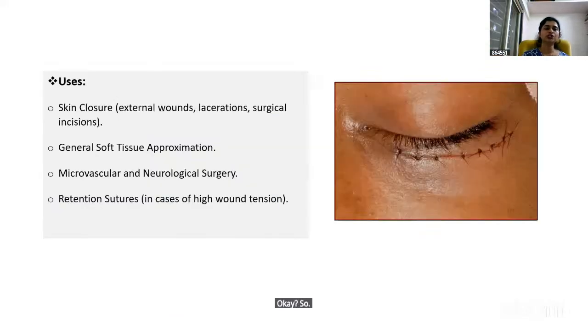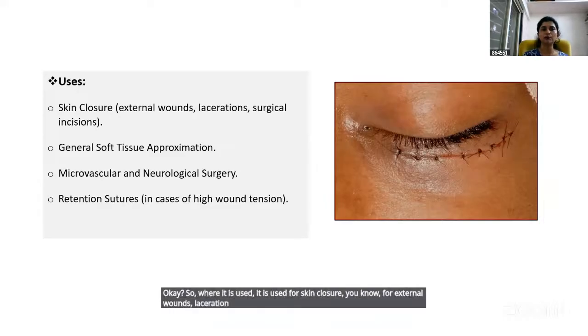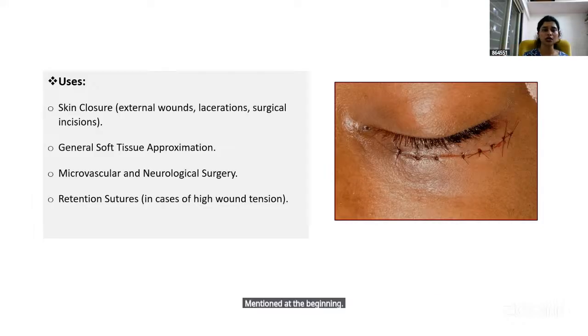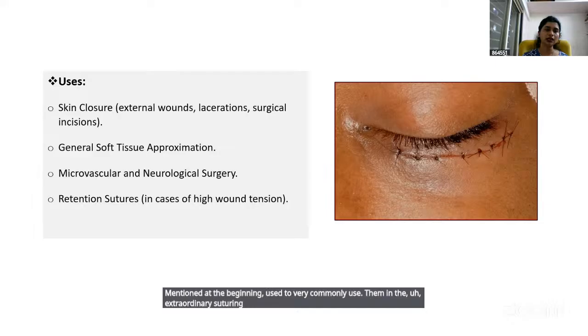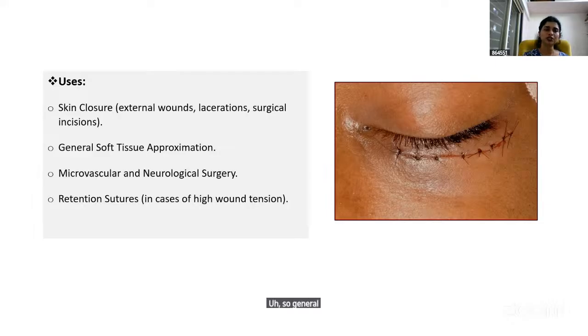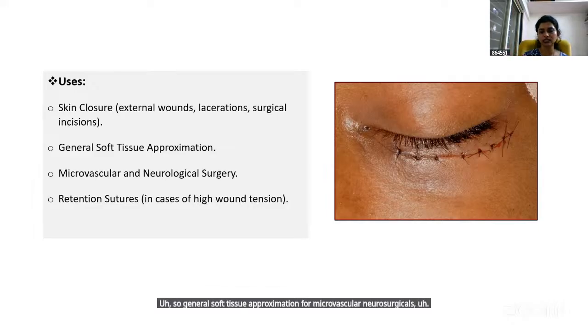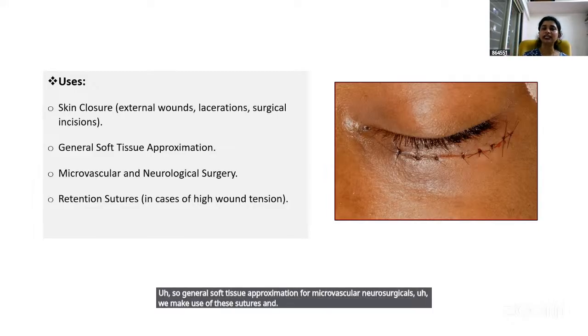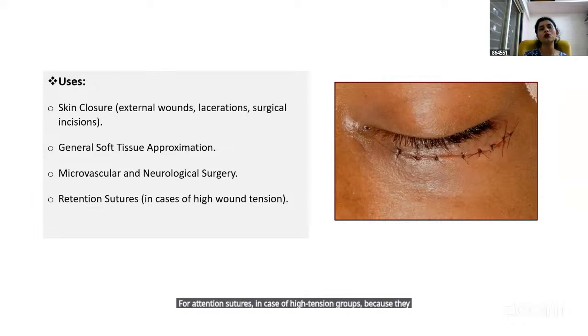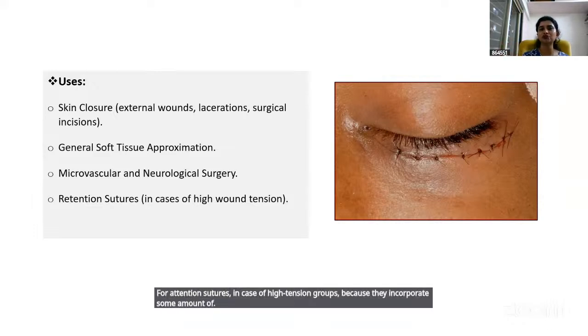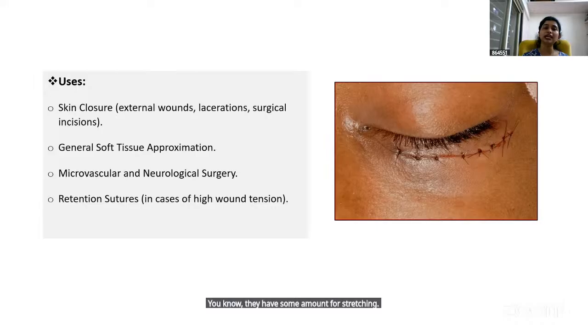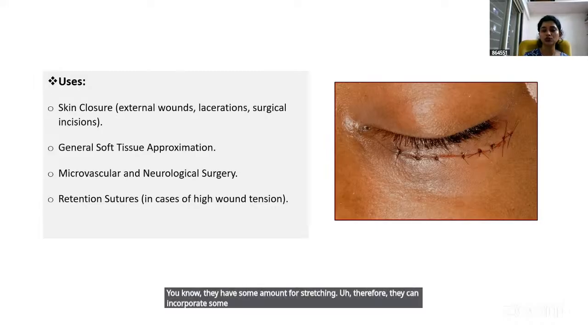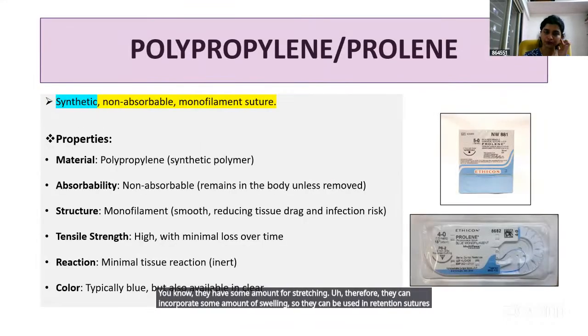It is used for skin closure, for external wounds, laceration cases. As I mentioned in the beginning, we very commonly used them for extraoral suturing in our casualties, right? For general soft tissue approximation, for microvascular and neurosurgical work, we make use of these sutures, and for retention sutures in cases of high tension wounds, because they have some amount of stretching. Therefore, they can accommodate some amount of swelling. So they can be used as retention sutures also.